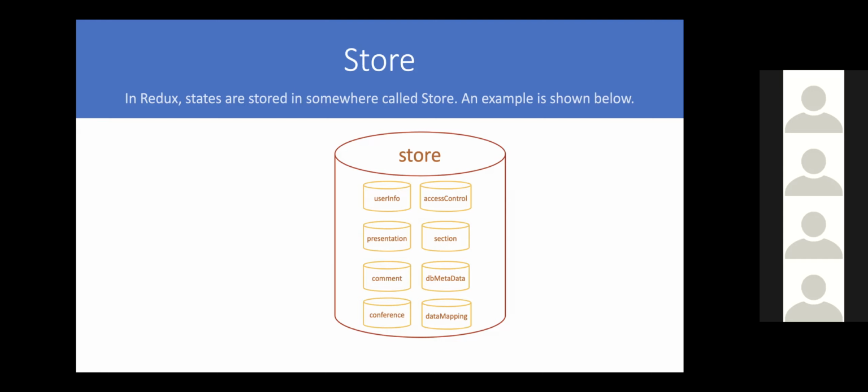Imagine if you have a single place to debug, it is easy, compared to keeping multiple places. You maintain a single store for everything with different naming conventions. It is easy for you to take the store and get the user info, the access control, the presentation and all that. Imagine how you can access it: store.userInfo, store.accessControl, store.presentation, store.section, store.comment. You have the store as a root.